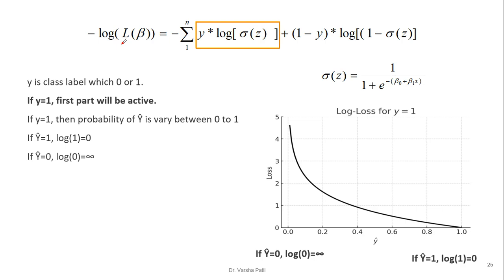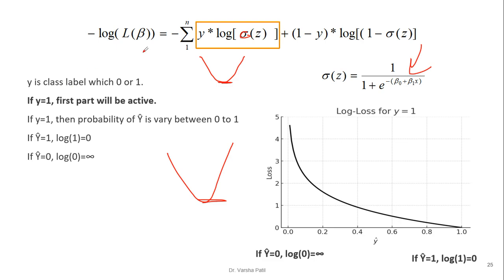Now minus log L of beta is equal to minus 1 by n, y into log of sigma z plus 1 minus y into log of 1 minus sigma z, where sigma z is the sigmoid function. Then here we need to see that by using this function we should get the convex shape with one global minima. So we will see why, when we are using log loss, we are getting this convex shape with one global minima.